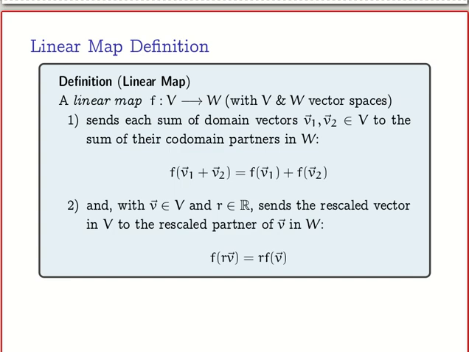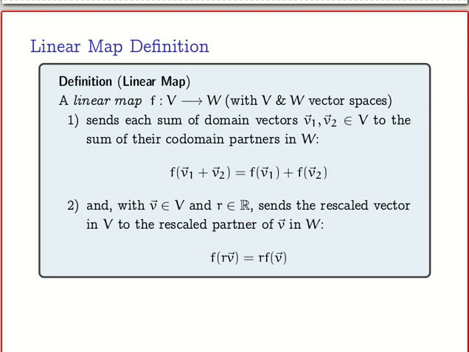Okay, here's the definition of a linear map. A linear map F from V to W, with both V and W vector spaces, sends each sum of domain vectors, v1 and v2, to the sum of their codomain partners, so that f of v1 plus v2 equals f of v1 plus f of v2. And also, for any vector v and number r, the map sends the rescaled vector in V to the rescaled partner in W. So that means that f of r times v is equal to r times f of v.